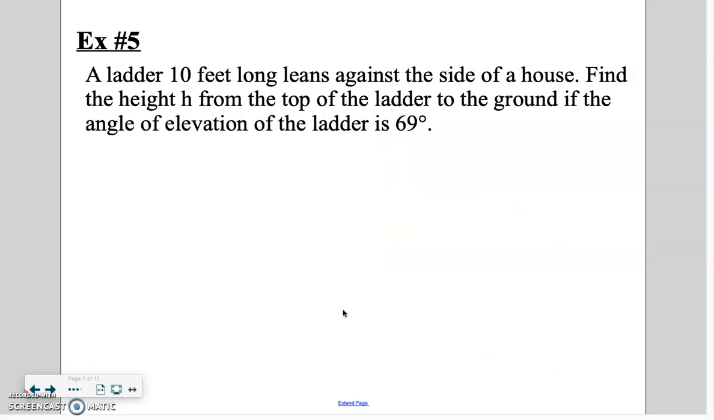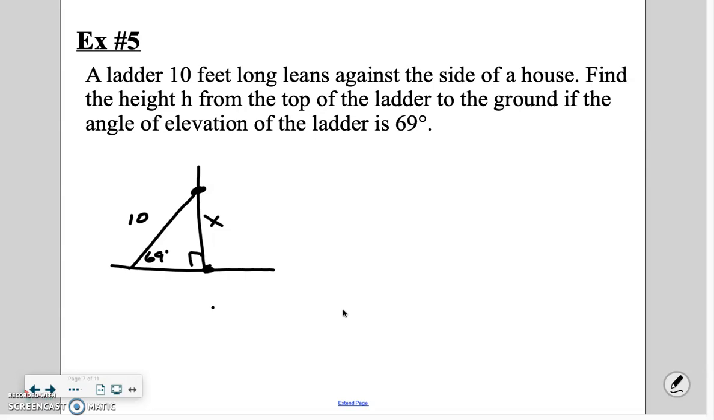All right, so we've done already a ladder problem. Let's go ahead and hit another one real fast. These ladder problems are like an ACT or really Pythagorean theorem or right triangle go-to. It says the ladder's 10 feet long, leans against the side of a house. All right, there's the house, there's the ground, here's my ladder, it's 10 feet. We want to find the height from the top of the ladder to the ground if the angle of elevation is 69 degrees. So, virtually identical to the problem that we did previously with the 110-foot ladder, just on a smaller scale.